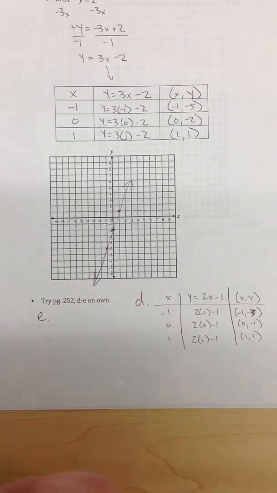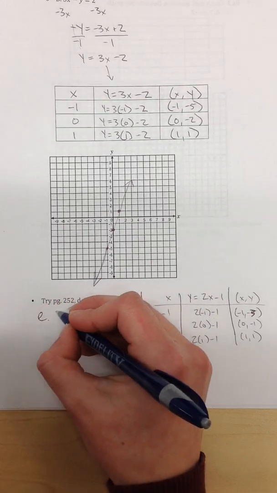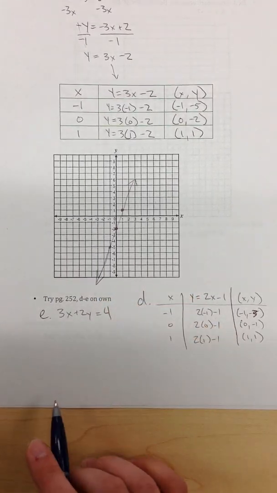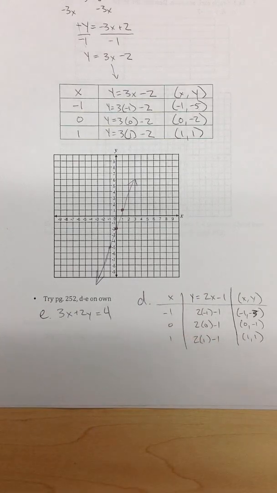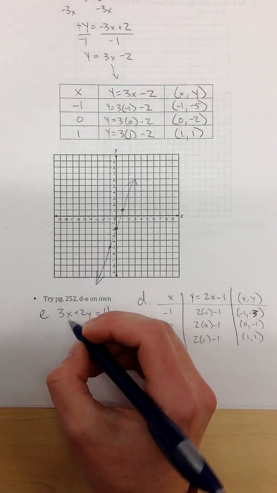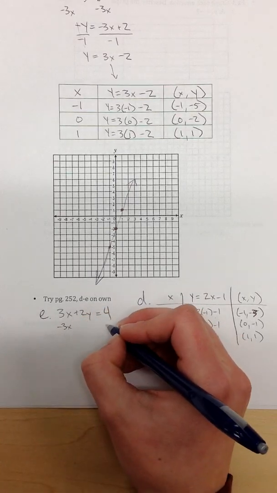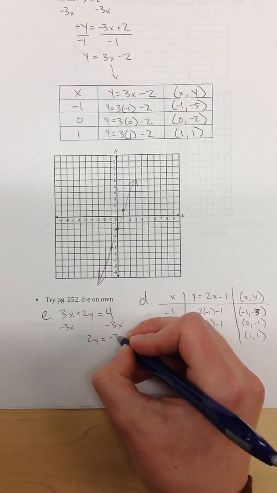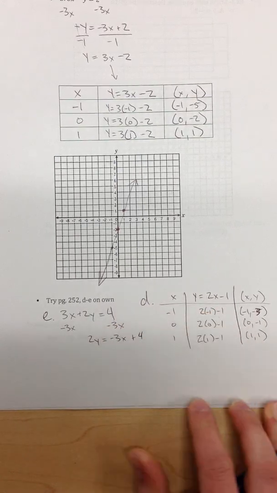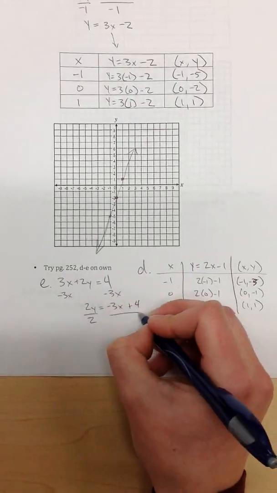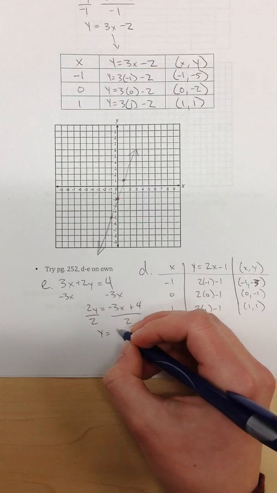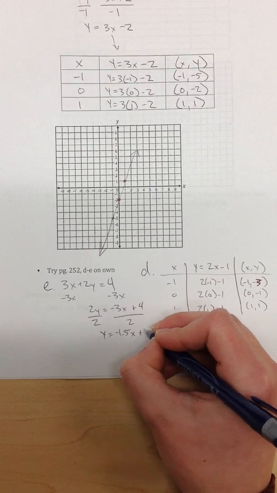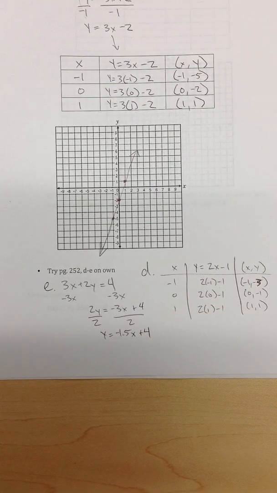For E, when you first start, you've got 3x plus 2y is equal to 4. With one like this, I would solve for y to start, so I'd probably subtract 3x from each side, and then I would have 2y is equal to negative 3x plus 4, and then I would take both sides and divide by 2. So y would equal negative 3 divided by 2, which is negative 1.5, x plus 4, and then you could plug in for that.